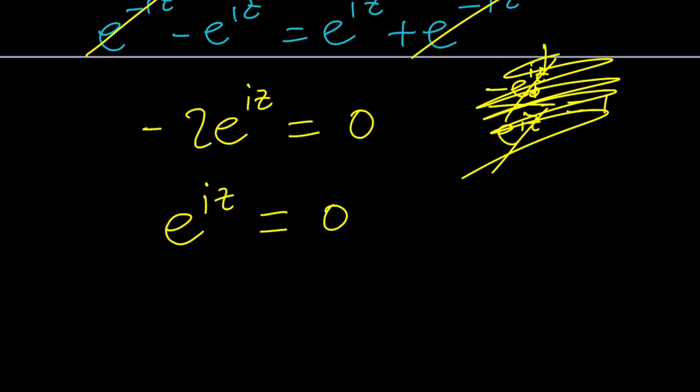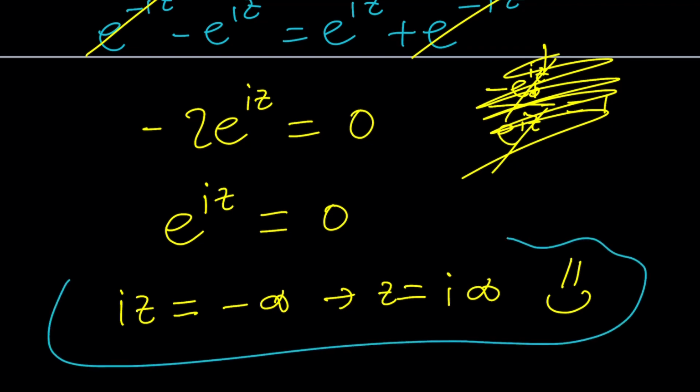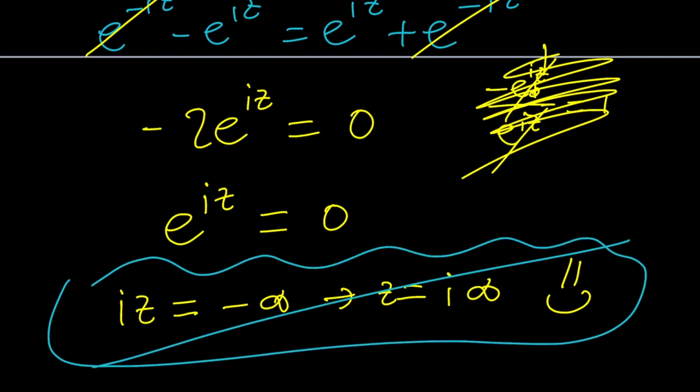What are some of the solutions? It's like, what? Are you serious? Well, this equation doesn't have any solutions, unfortunately. Well, it kind of does, doesn't it? Well, iz is negative infinity. From here, you can get z is equal to i infinity, because you can multiply both sides by negative i. Uh-oh, this is not going to work. This is just a joke. Don't take it seriously. Obviously, negative infinity is not a number, so that's not a solution.